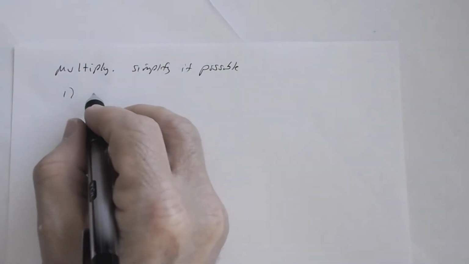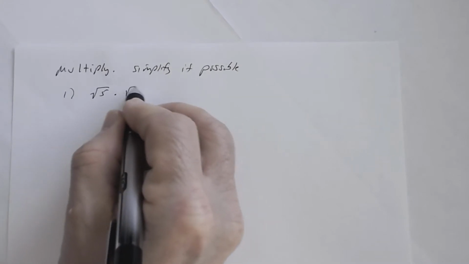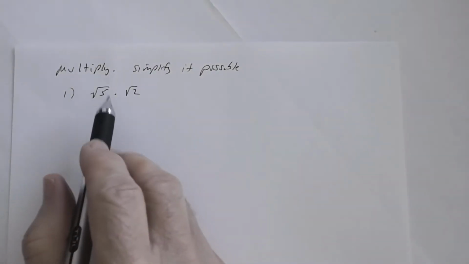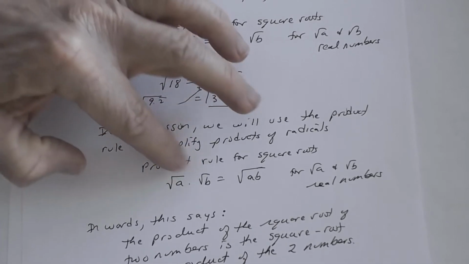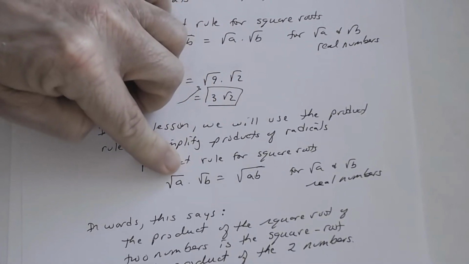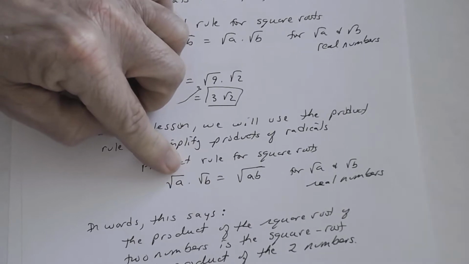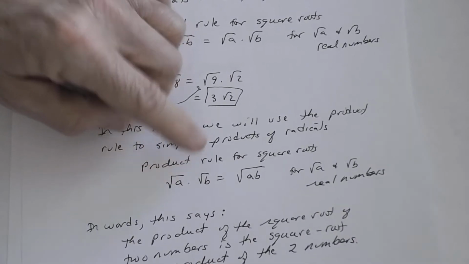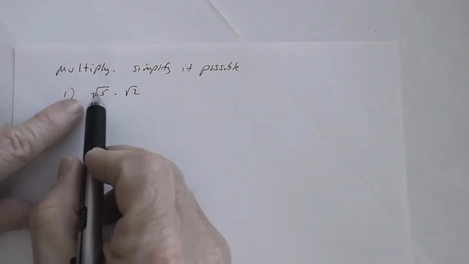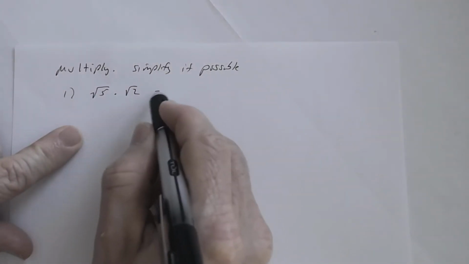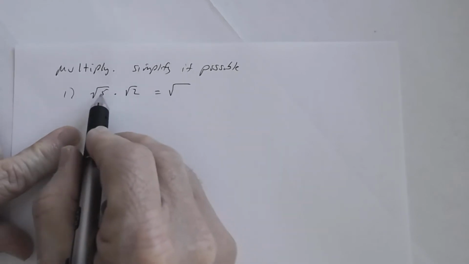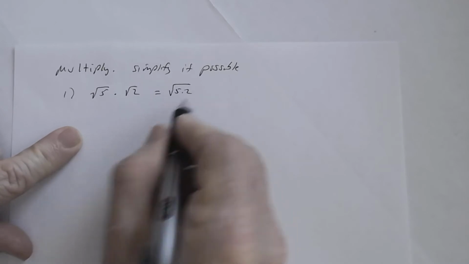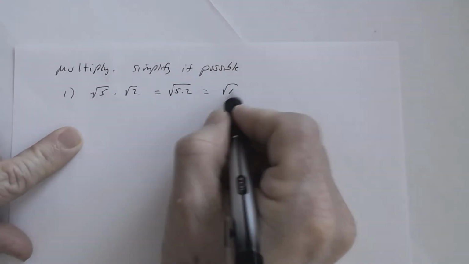Here's example number 1. We have the square root of 5 times the square root of 2. In order to use the product rule, the indices must be the same, first of all. And they are, because we are dealing with square roots, so the index is 2 in all cases. So I can write this as one square root by using the product rule, and all I need to do is multiply the radicands together. And so I get the square root of 10.